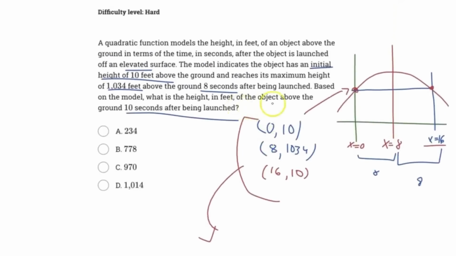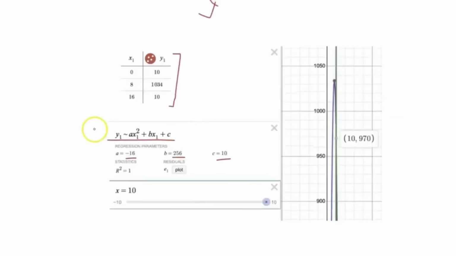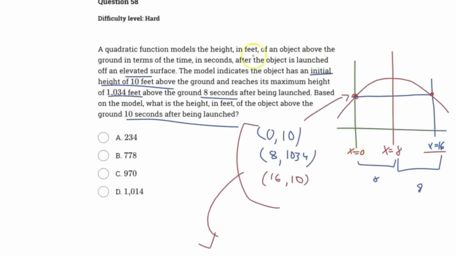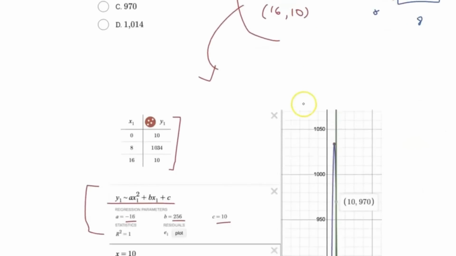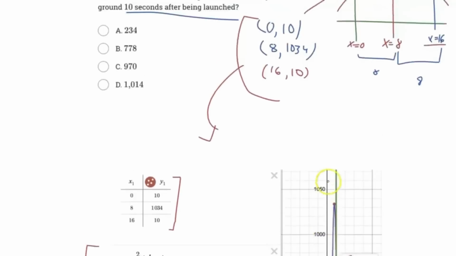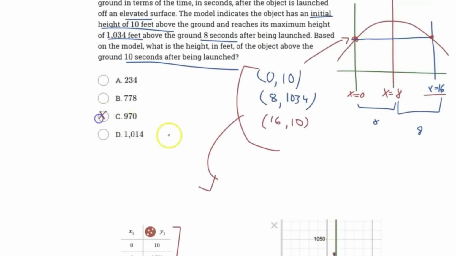But the question is asking, what is the height in feet of the object above the ground 10 seconds after being launched? Since we already have the function that represents the problem, all we have to find is the height of the object 10 seconds after being launched, when x equals 10. So we just put in x equals 10 here, found the intersection, and we see that when x equals 10, the y value equals 970, therefore our answer is choice C.